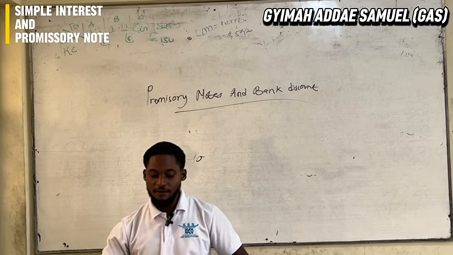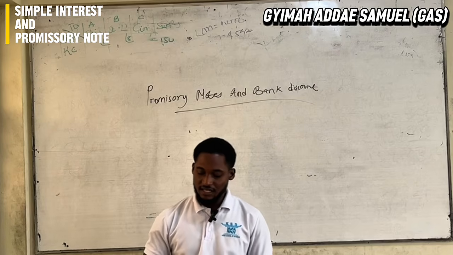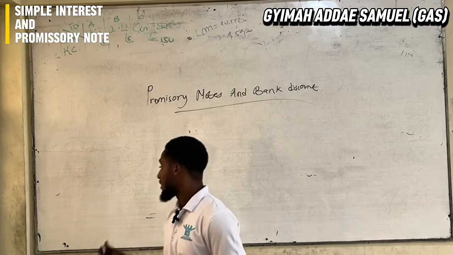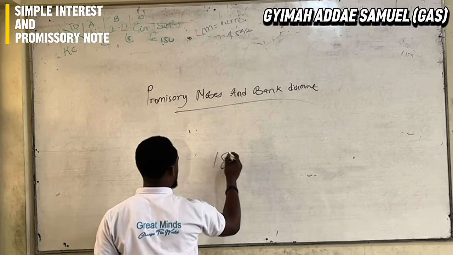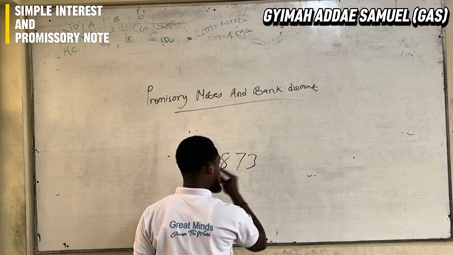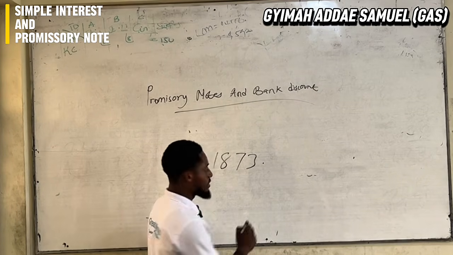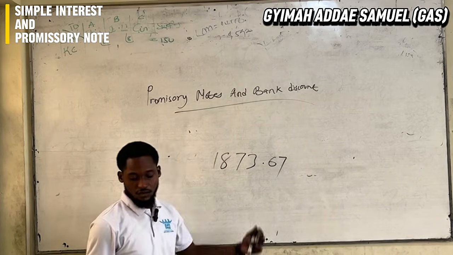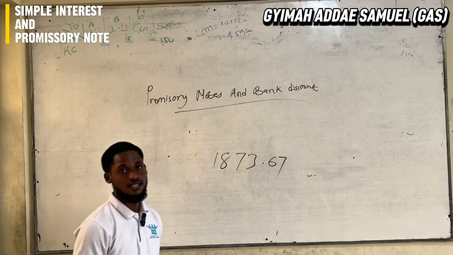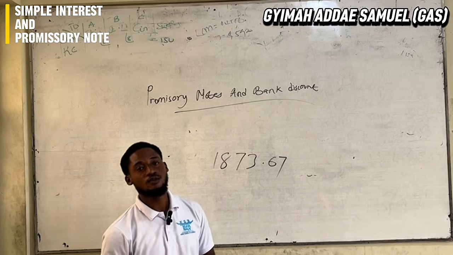So what they make or what they earn is 1,873.67, and it's the same as the discount amount. So this is what they are earning.